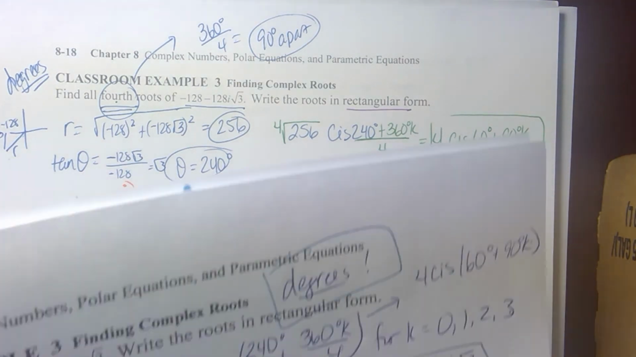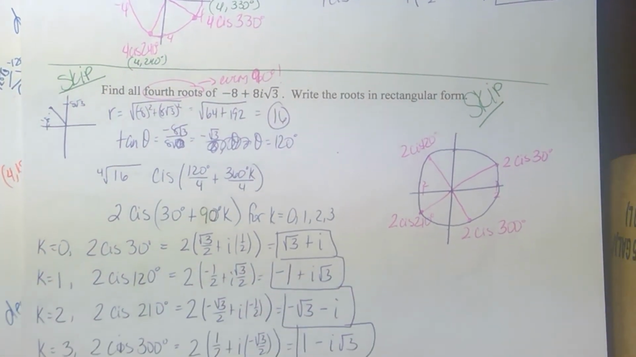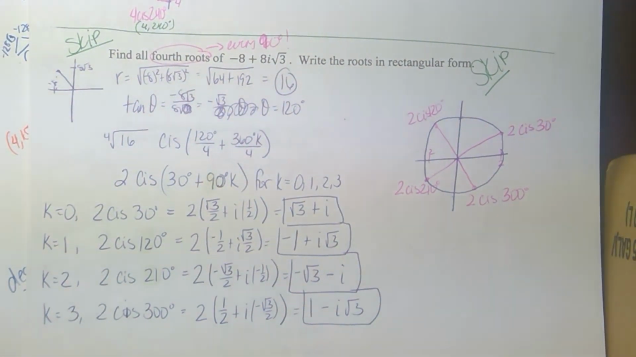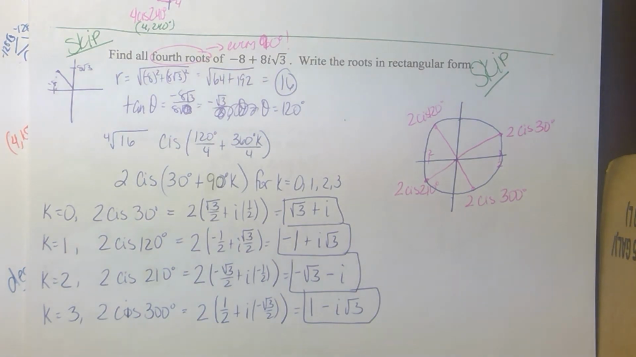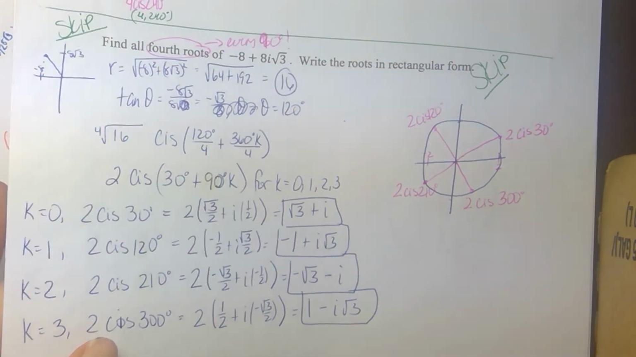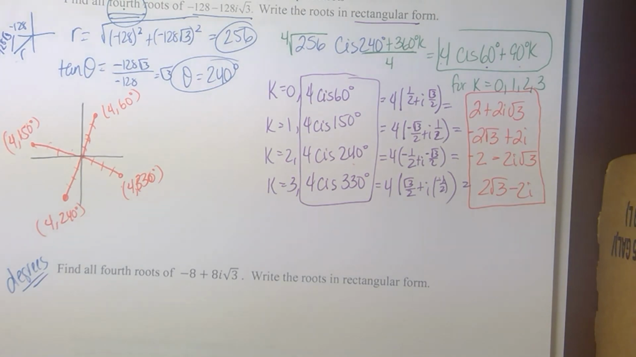Go ahead and pause the video, do yours, come back to it and look at it if you want, whatever you want to do. As you can see, I have it marked skip because it's just another fourth root problem, which means you have a root every 90 degrees again. But that's what those results would be. So you have another example in your notes. Okay, let's do this final page of notes now.